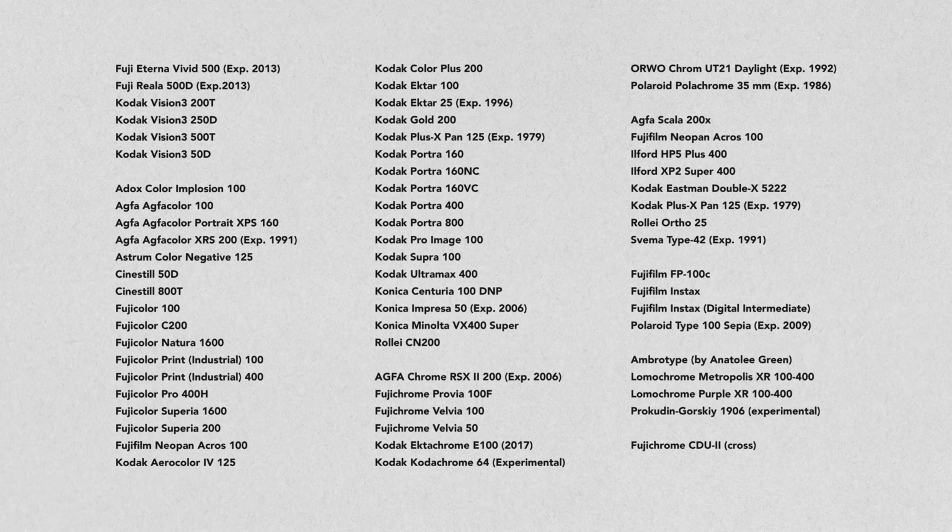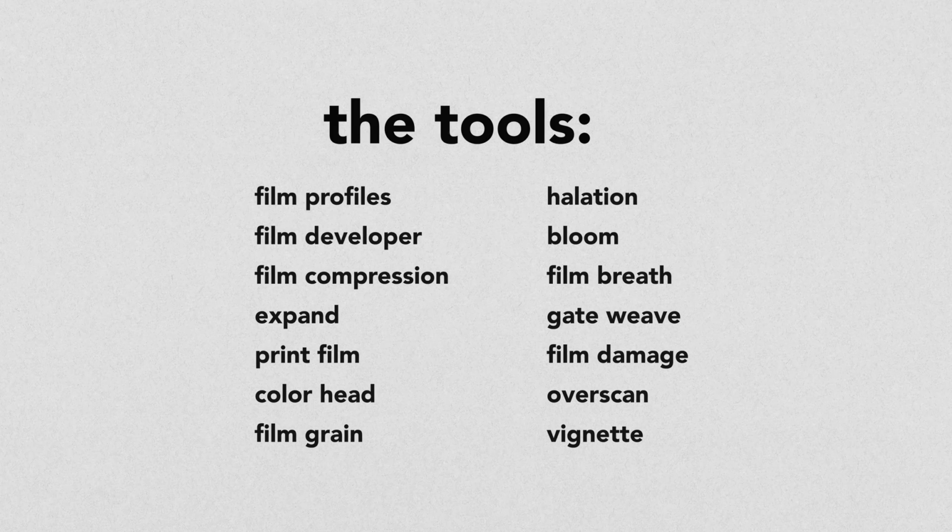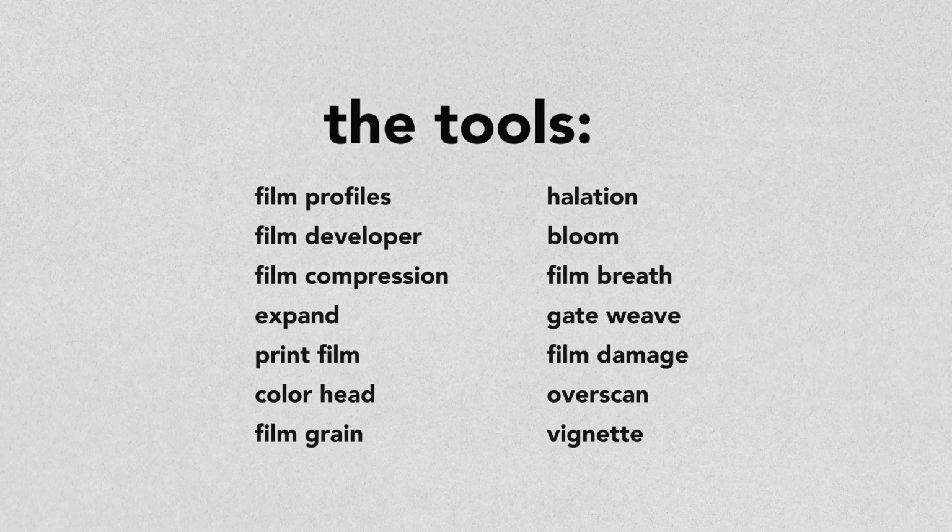Dehancer is a super robust plugin. There are a ton of different tools and things that are happening inside to make your digital images really look like they were shot on film. Dehancer has profiled over 60 different types of film. It's not just an overlay, it's not just a LUT. There are a lot of different things going on. So let's talk about each of these just so you can better understand how Dehancer actually works.